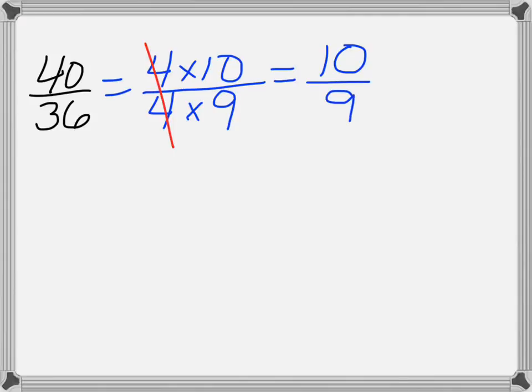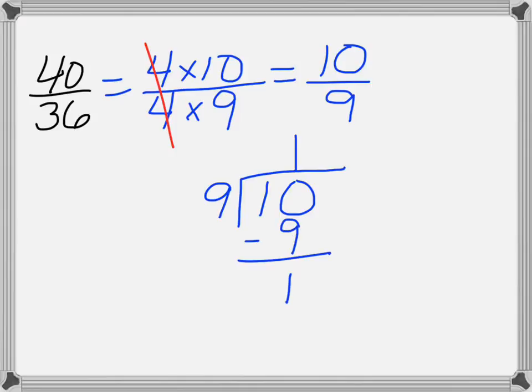But it's improper. So let's change that to a mixed number. It's 10 divided by 9. So set up a little long division problem. 9 divides into 10 one time. 1 times 9 is 9, and subtract. So my mixed number is 1, and then remainder divided by 9. 1 and 1/9.